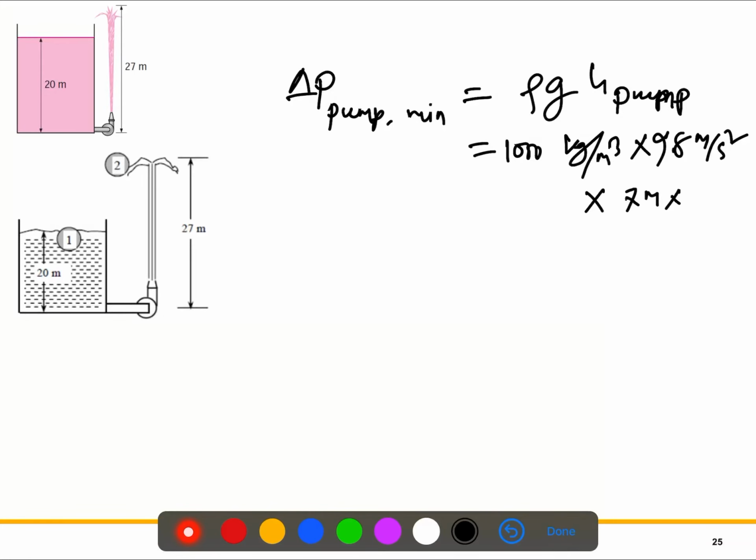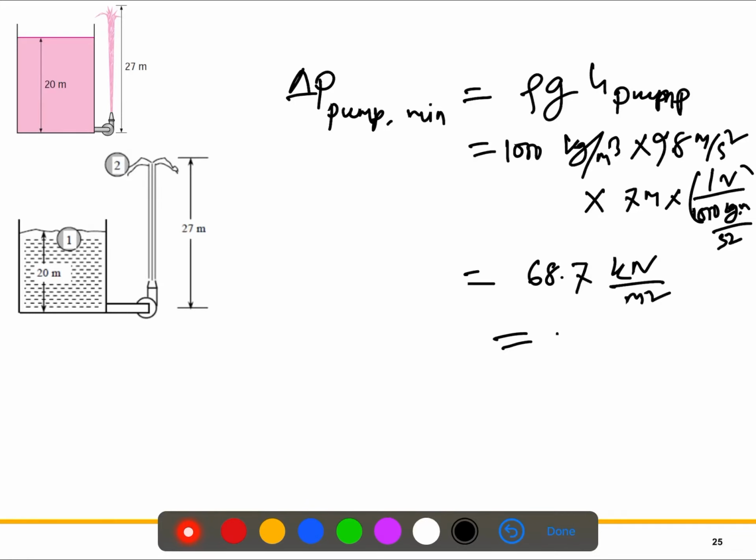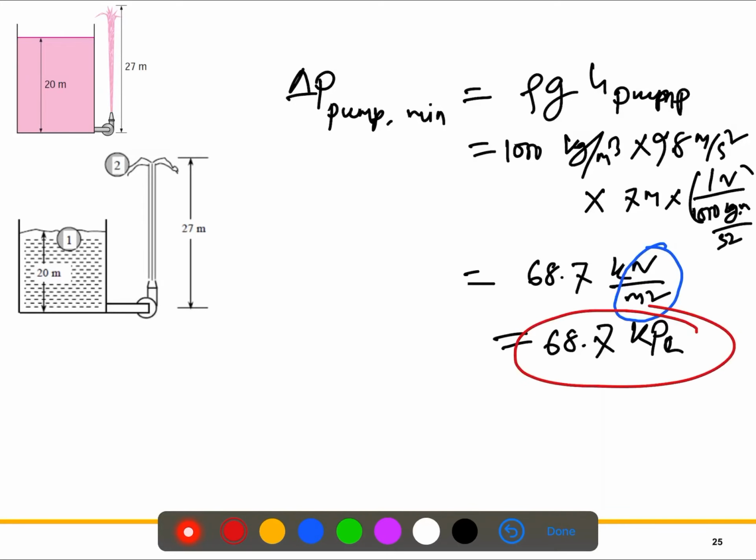meter. So you can convert it, 1 Newton equals 1 kg meter per second square. Then if we solve this, it will be 68.7 kilonewton per meter square, or you can say 68.7 kPa. Newton per meter square is equal to Pascal. So that means this pump must supply a minimum pressure of 68.7 kPa, and yeah, so that's the solution.